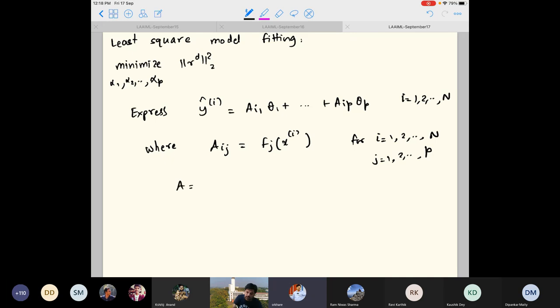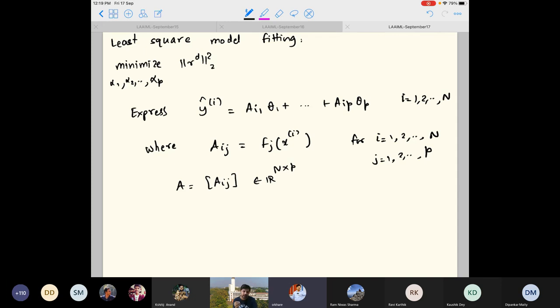So clearly the matrix A, which is the matrix of these aij things, will be a matrix of size n by p. Do you all agree that it will be a matrix of size n by p? Kaushik, do you see how the matrix A now is coming into the picture? Yes, sir, it's clear. So this is how my matrix A is coming into the picture.